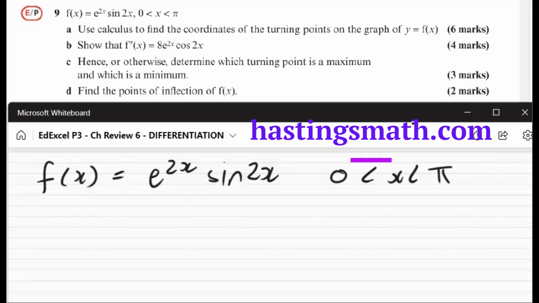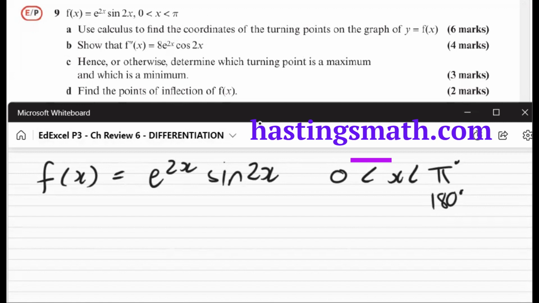For this, I just always write 180 underneath it for my own records because I don't like working in radians, but you need to work in radians. Okay. So part A, use calculus. That means that you're going to get marks, obviously, for every step. You can't just use your calculator to find the coordinates of the turning points of the graph.